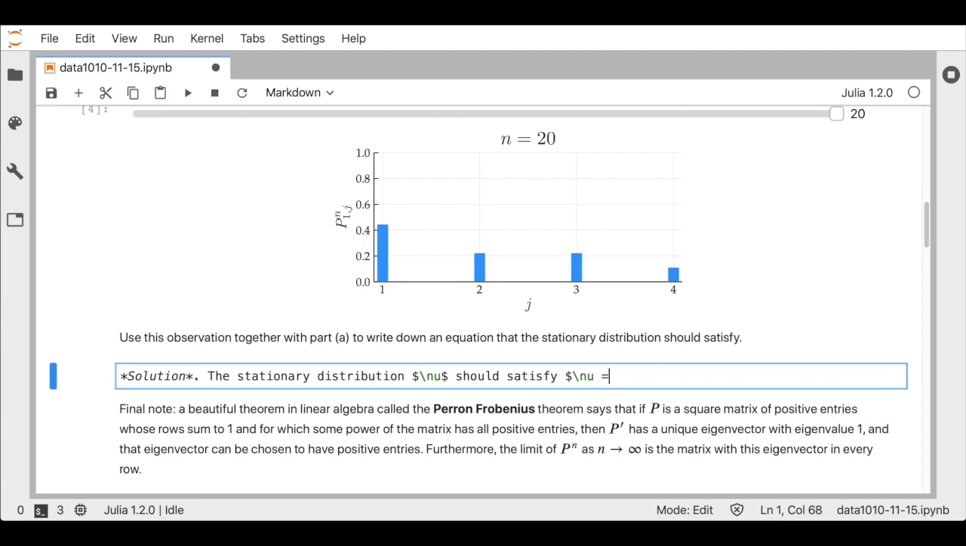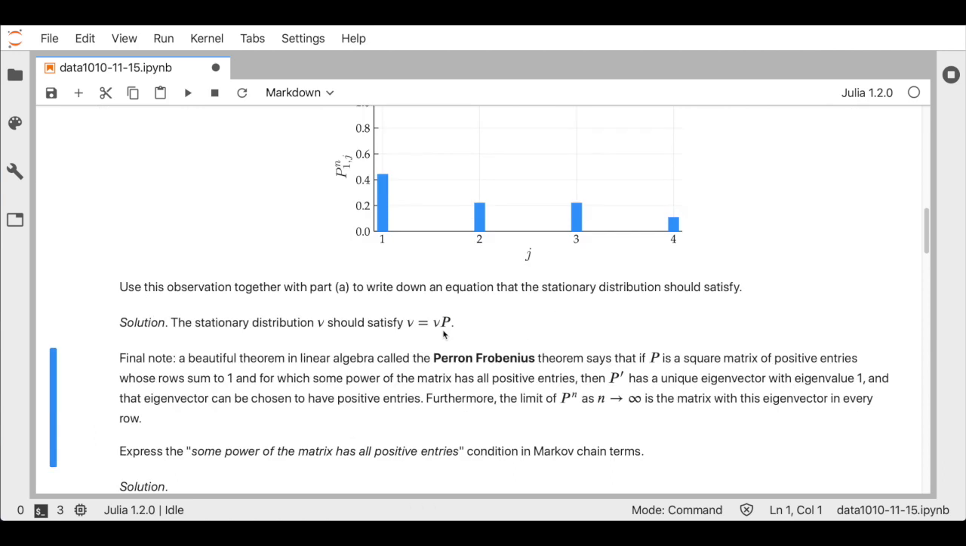And it should satisfy that our distribution now is equal to our distribution one step from now. And this equation is almost the eigenvector equation, except we're multiplying the vector on the left rather than the right, and this is called the left eigenvector. Or you can think of it as an eigenvector of P transpose by transposing both sides of this equation. And the eigenvalue here is 1. We multiply P by nu, and we end up with 1 times nu.